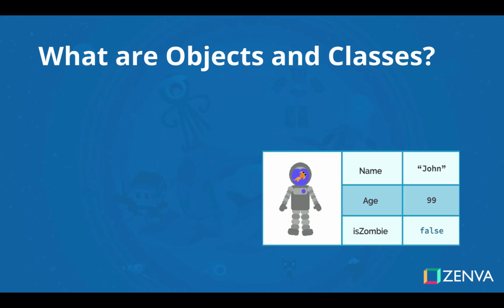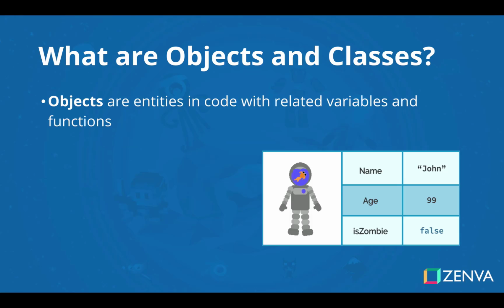Okay, so for starters, what are objects and classes? From a code standpoint, objects are entities with state and behavior. We implement the state of an object with a bunch of related variables that describe characteristics or attributes of an object. Whereas we implement behavior through functions. These are used, generally speaking, to change the state by changing the values of the variables related to that object.